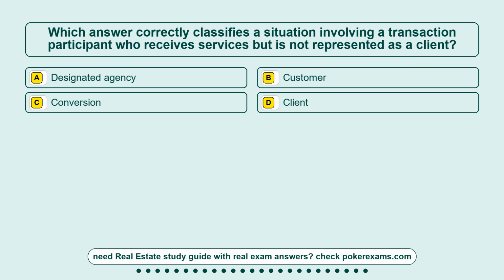Question 14. Which answer correctly classifies a situation involving a transaction participant who receives services but is not represented as a client? Option A, designated agency. Option B, customer. Option C, conversion. Option D, client. The correct answer is option B, customer.